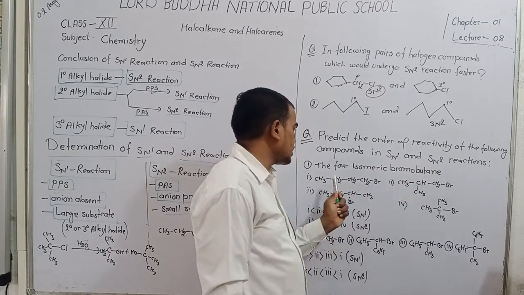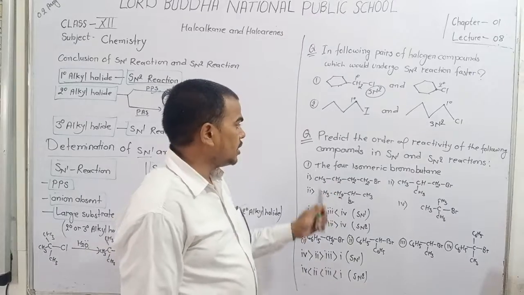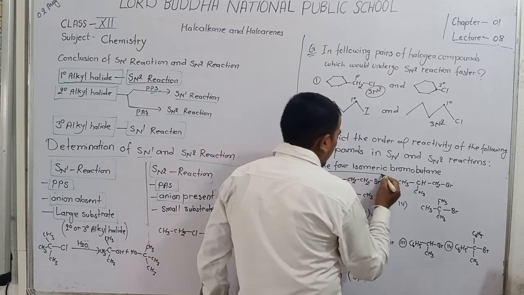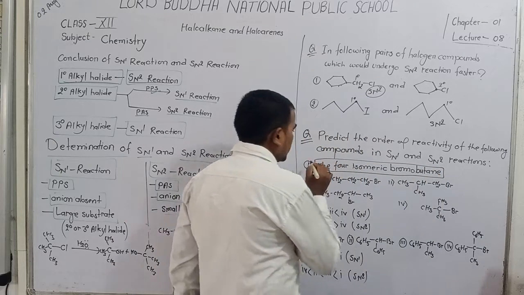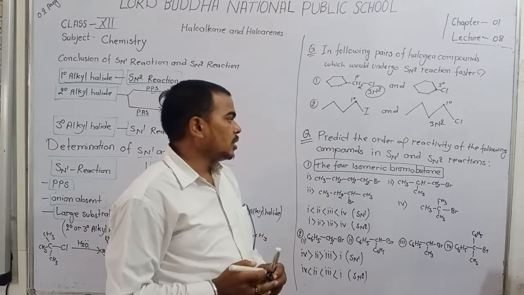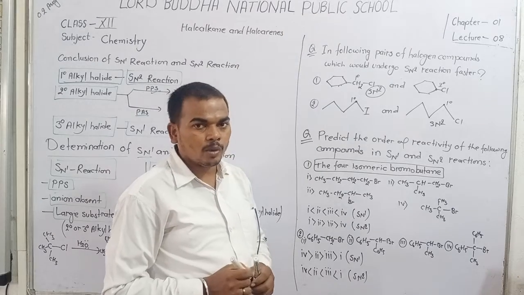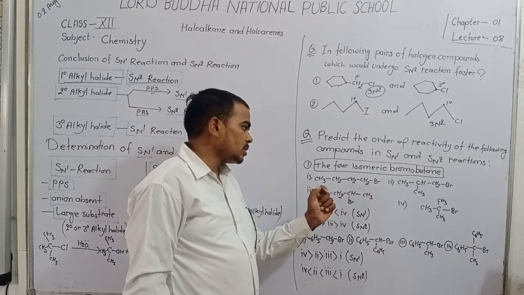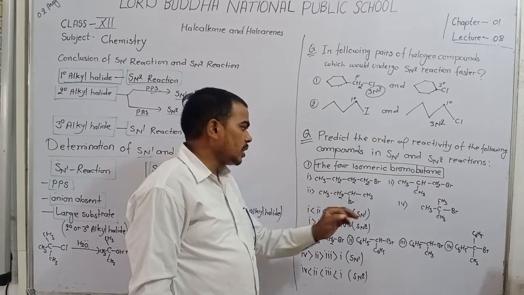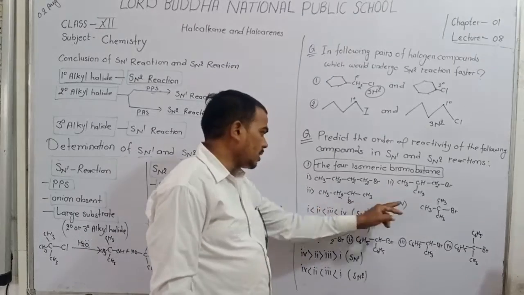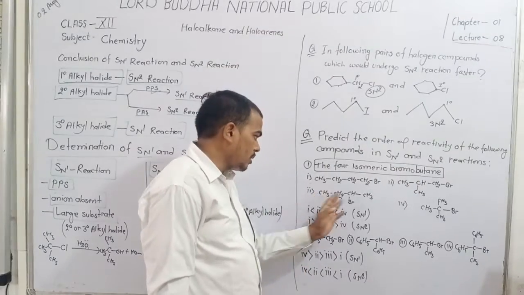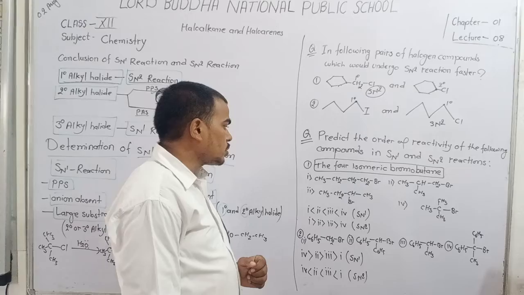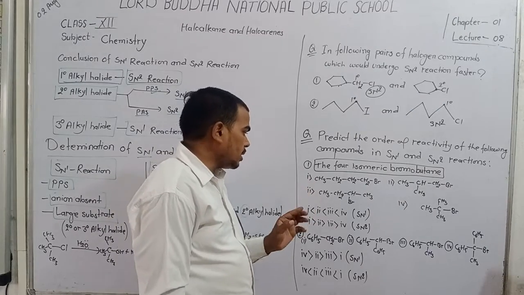and SN2 reactions. Okay, student, arrange the order. First question is the 4 isomeric bromobutanes. Dear student, firstly you write the 4 isomeric bromobutanes. The first is here, 1, 2, 3, 4 carbons, that is bromobutane, and second is here, and third is here, and fourth is here. Here there are 4 isomeric bromobutanes.